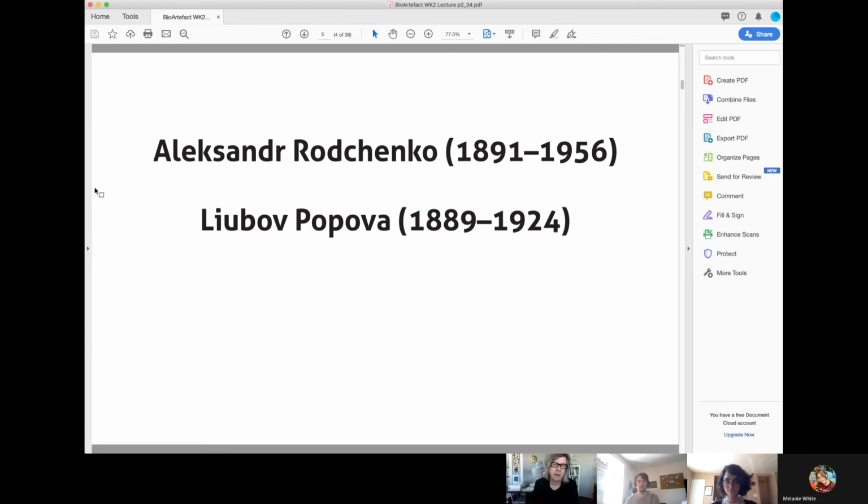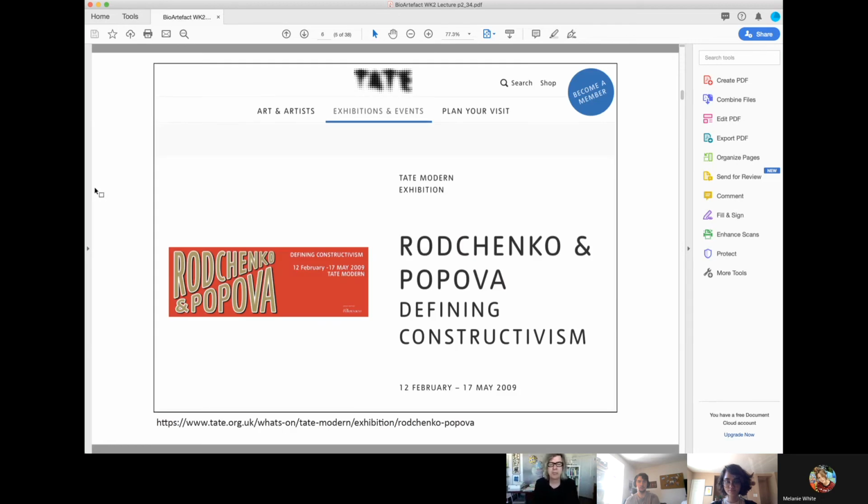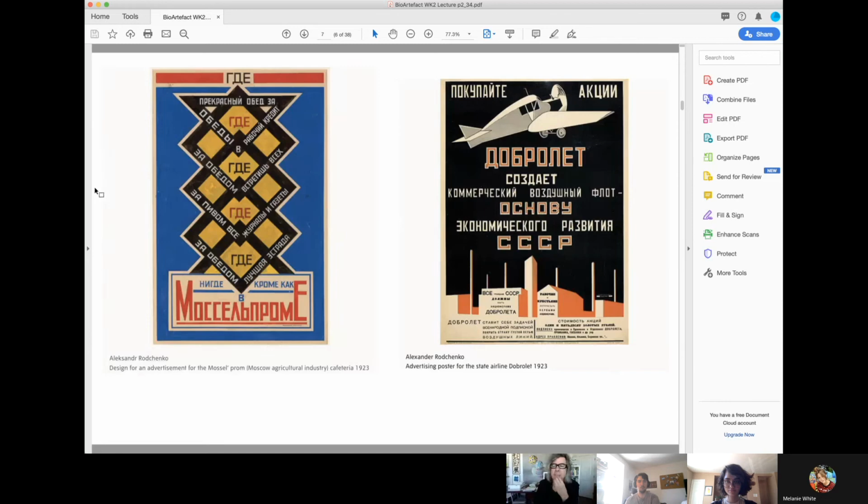Alexander Rodchenko and Lyubov Popova are two individuals that are really, I would say, the godfathers to what we are doing in terms of graphic sloganing for political movements. Again, we're dealing with environmental causes in this course. There's a great exhibition at the Tate Museum on their website. They had an exhibition in 2009. Please go and have a look at this exhibition, but this gives you a great sense of the history of these individuals and the particular area.